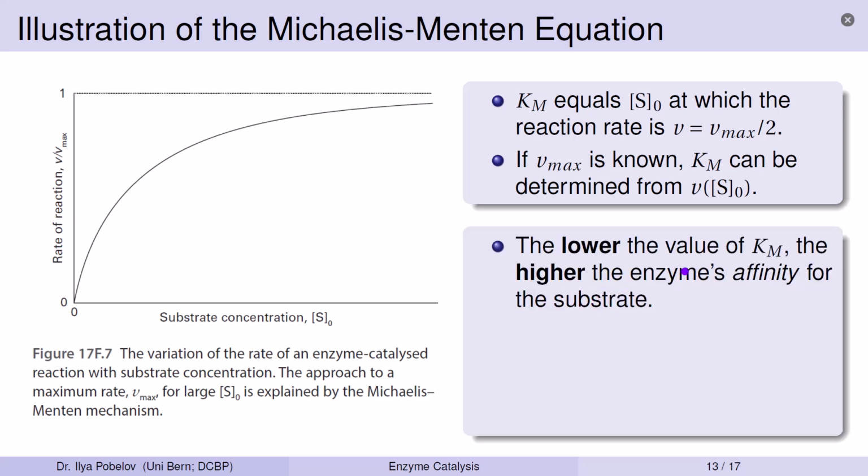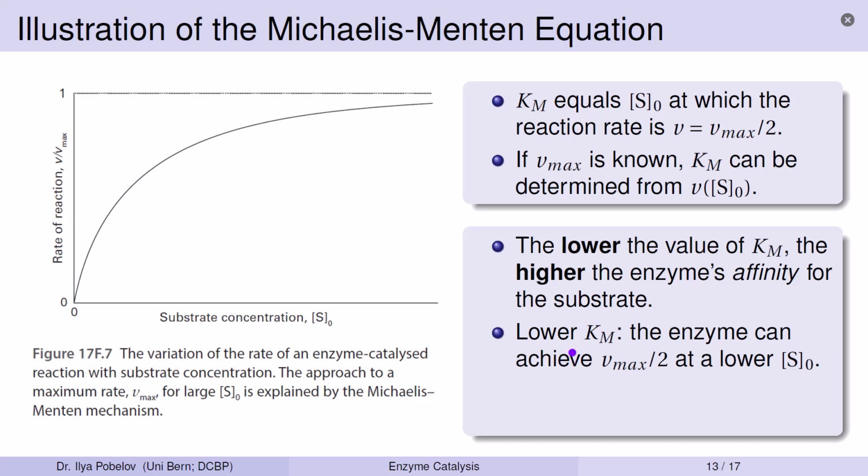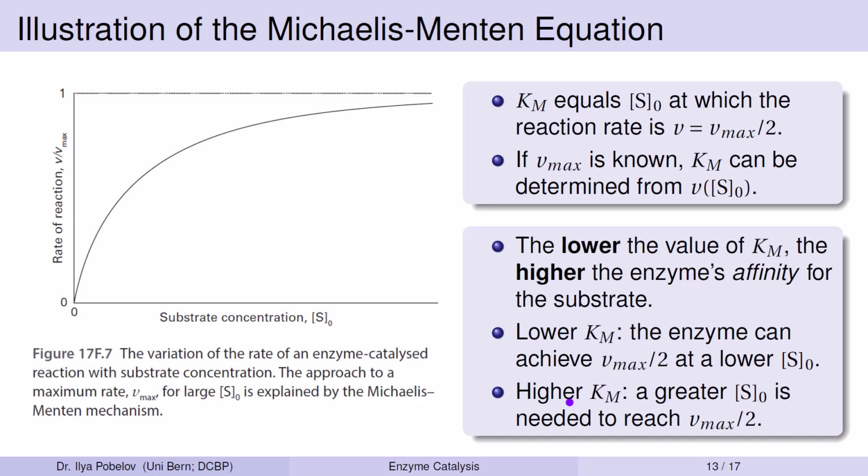Qualitatively, the lower the value of Km, the higher the enzyme's affinity for the substrate. A lower Km value indicates that the enzyme can achieve half of its maximum reaction rate at a lower substrate concentration, suggesting a strong interaction between the enzyme and the substrate. Conversely, a higher Km value would imply that a greater substrate concentration is needed to reach half of the maximum rate, indicating a lower affinity of the enzyme for the substrate.